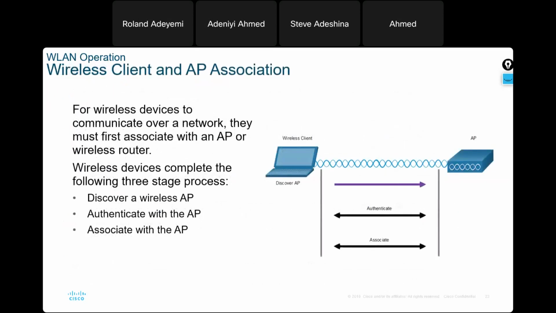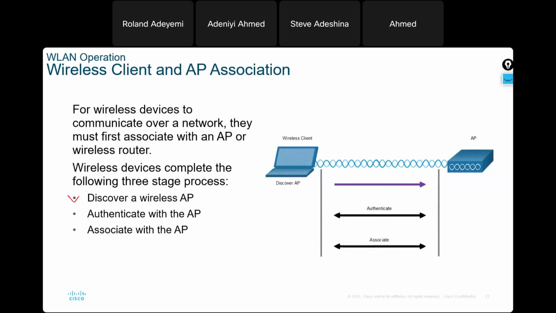So we talk about association and authentication. What happens between a client and the AP? For a wireless device to communicate over a network, they must first associate with an AP or wireless router. Wireless devices complete the following three-stage process. Number one, you need to discover a wireless AP.